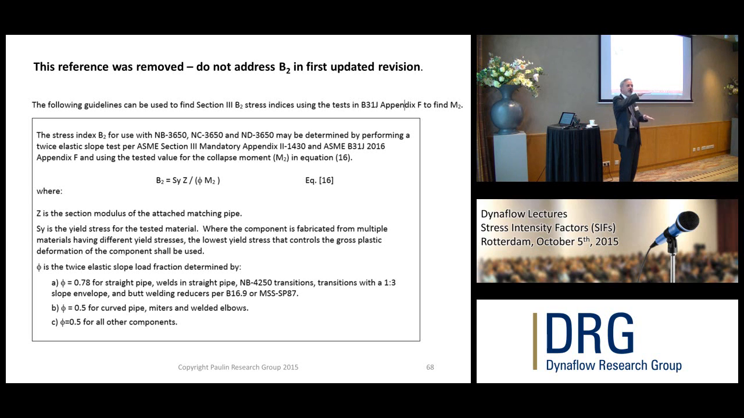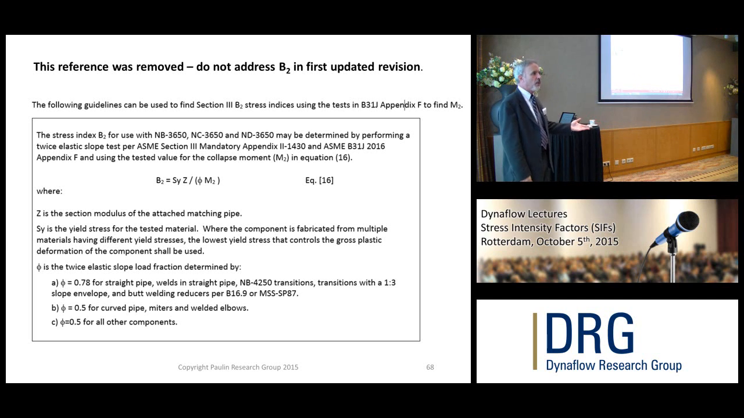So you only have to go maybe 20%. The nuclear code lets you use 80% of the collapse load for straight pipe, but only 50% for everything else. So that's the difference. With the nuclear code equation for B2, there was never before a test for B2. This is the test for B2. There are these phi values: 0.5 for curved pipe, 0.5 for everything else, but 0.78 for straight pipe. So that will give you the quote-unquote consistency.